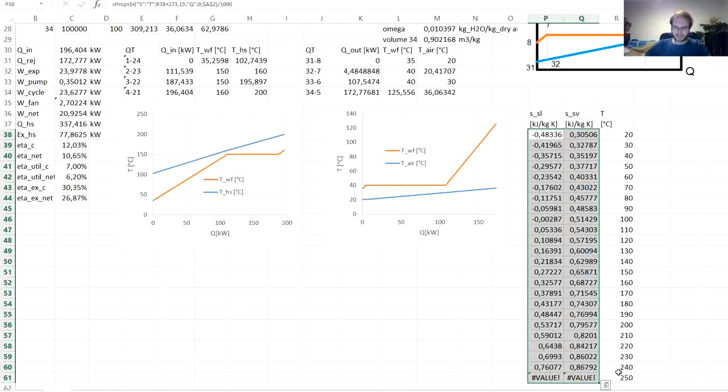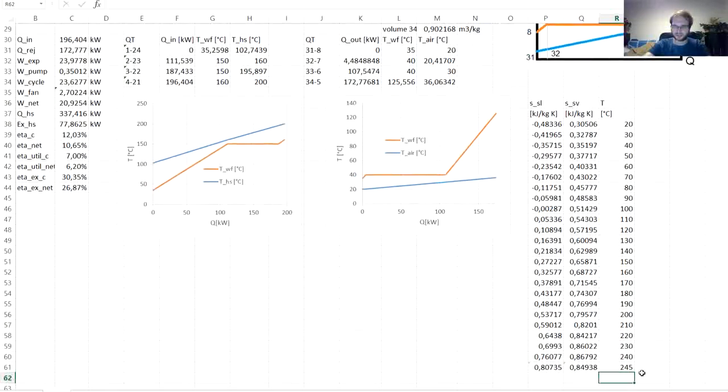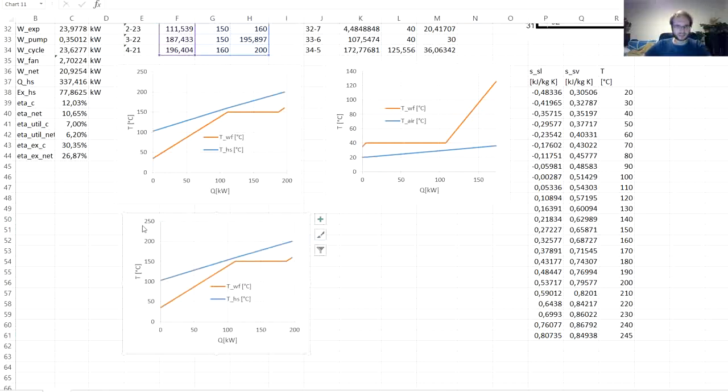And now let's see what happened here. At the 250 degrees C, the functions return an error instead of a value of the entropies, and it will most likely be, as we will see in a while, because it will be already above the critical point. So let's try 245, and there we still have valid values. So let's draw a diagram from these values. I will again use this as kind of a template.